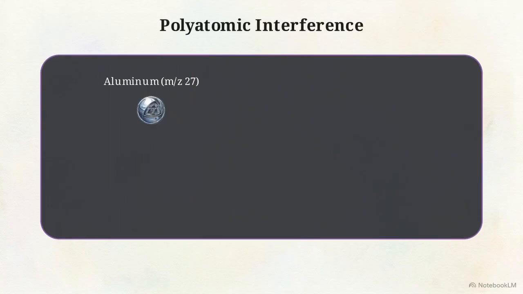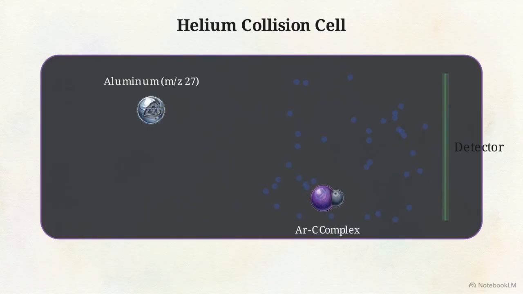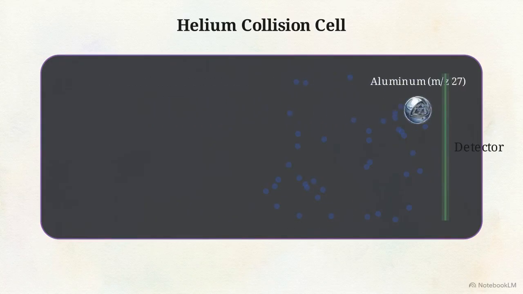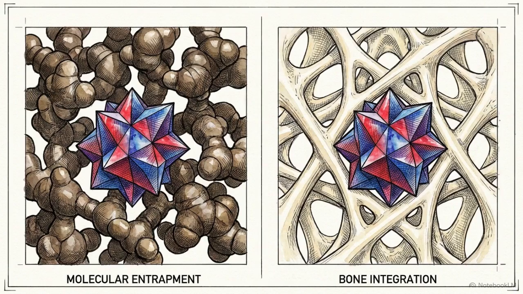This search faces polyatomic interference. Inside the plasma, argon bonds with carbon to form a complex weighing 27 units. To resolve this, the lab uses a helium collision cell. Larger argon-carbon artifacts crash into the helium and drop out, while aluminum ions pass through safely. The analytical process requires isolating the specific aluminum ion from a sea of identical weight molecular artifacts. It proves that the metal is as difficult to track in the laboratory as it is in the body.